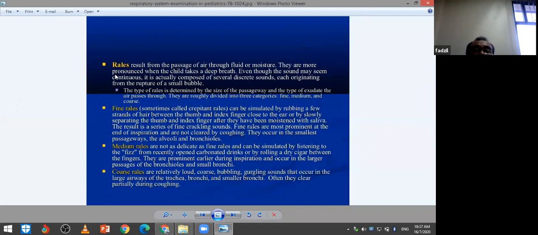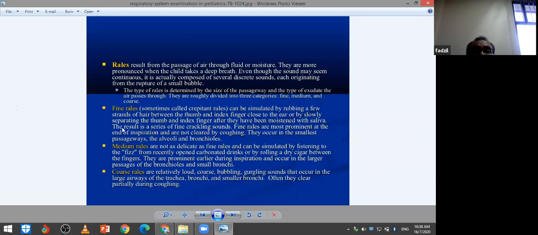Crepitations are the result of air passing through secretions or moisture, because of changes in pressure. There are many types: fine, medium and coarse crepitations. If you can differentiate fine and coarse, that is good at a very high level. In adults it is easy to differentiate, and in children sometimes you can too. But at your level, you must be able to say whether there is a crepitation during inspiration or expiration. Very important.